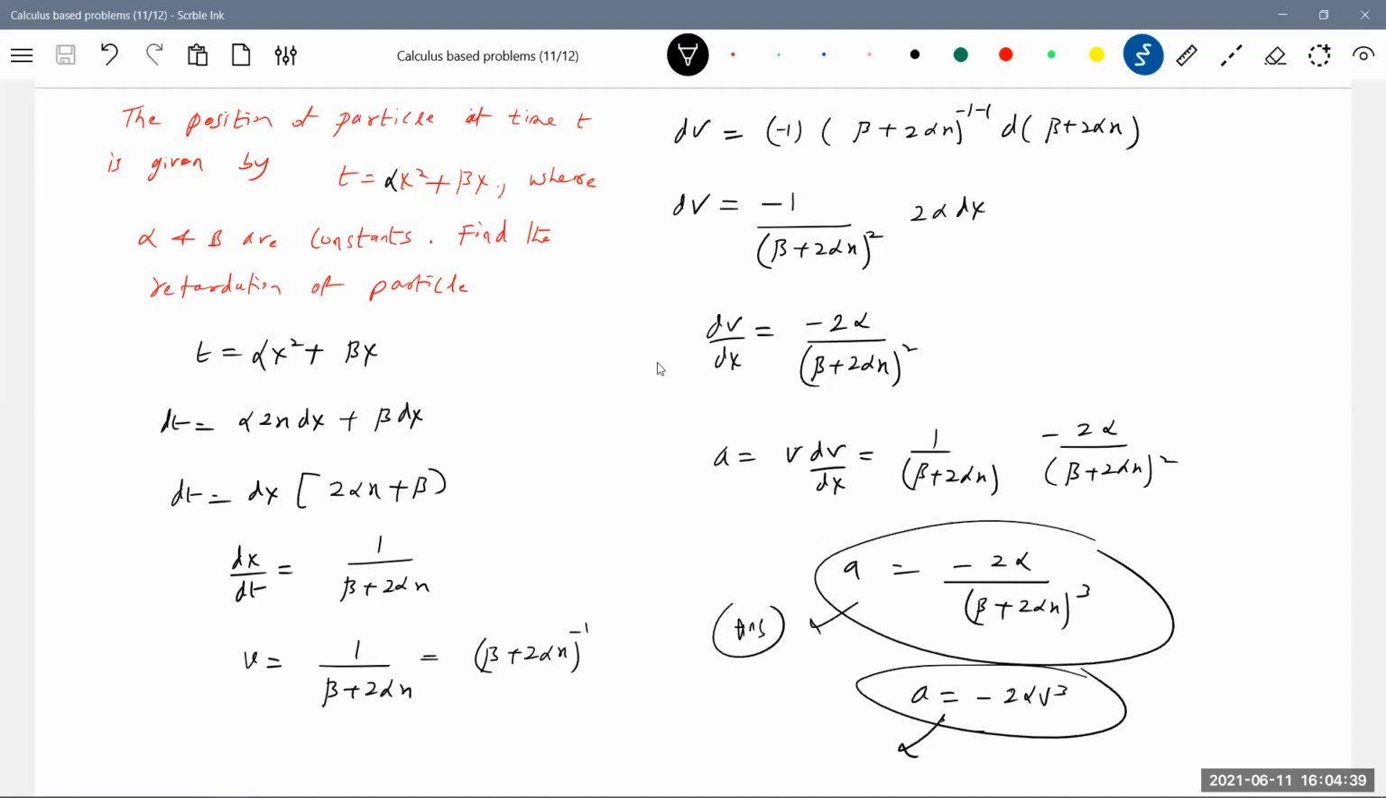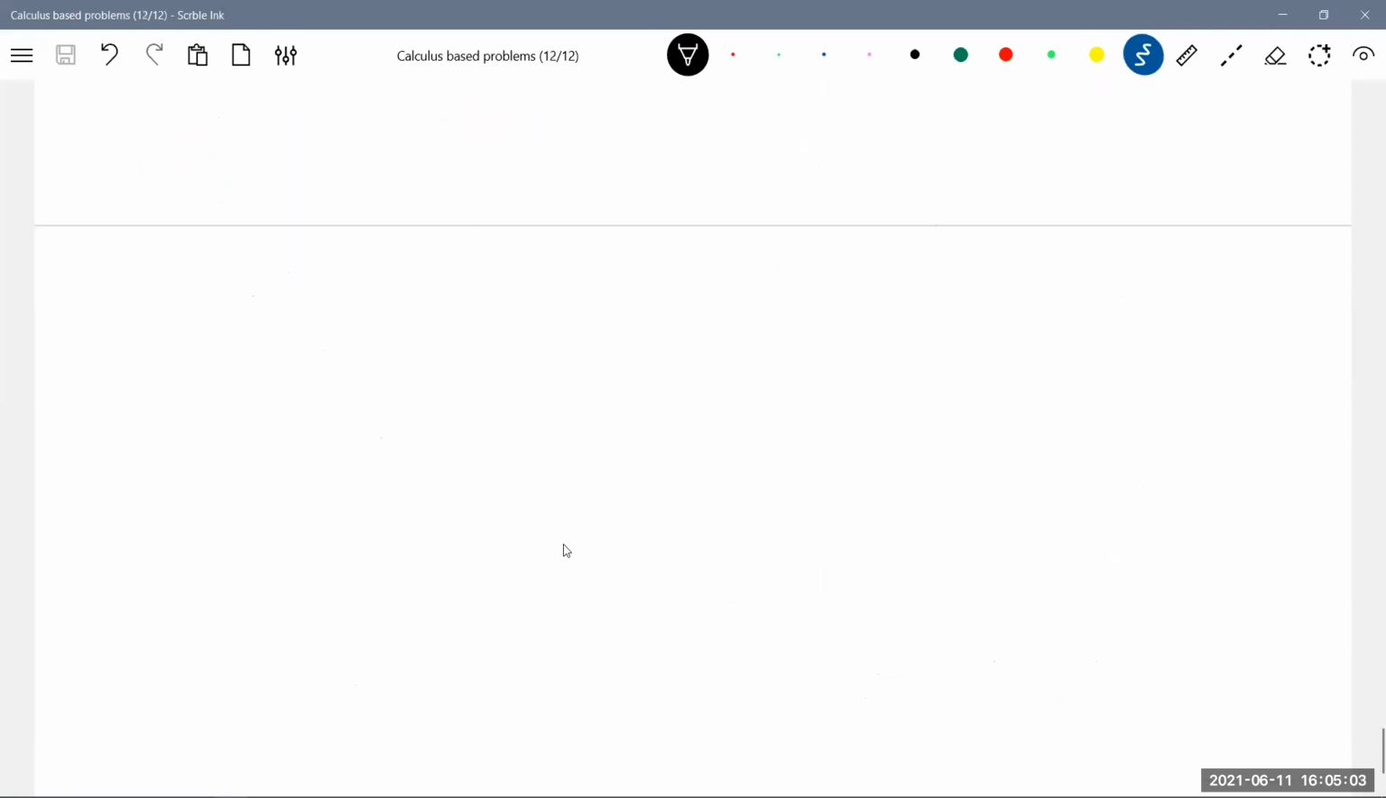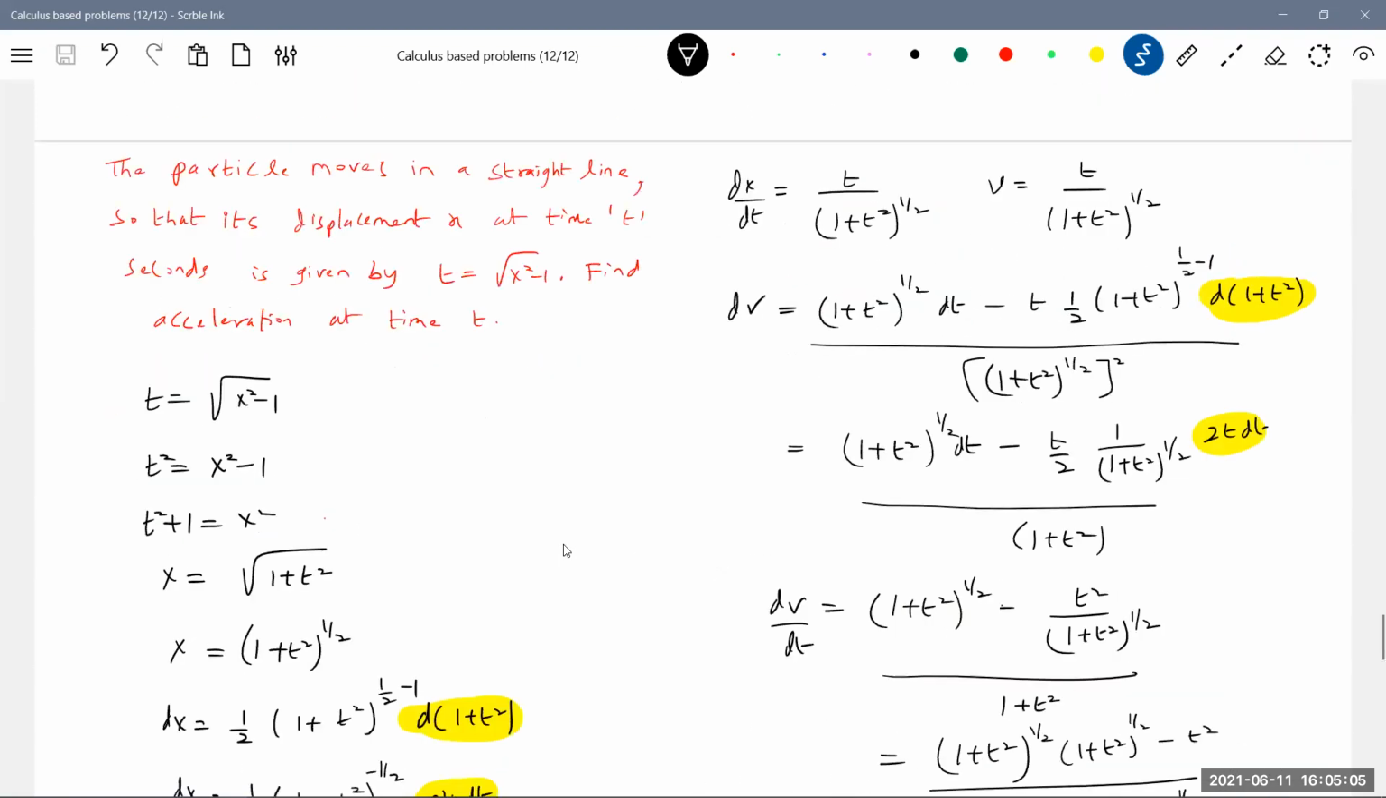So just think more about differentiation and integration. If you are familiar with those things, then with the definitions, acceleration as dv by dt and acceleration as v dv by dx, we can manage most of the things. I'll go for the next problem.